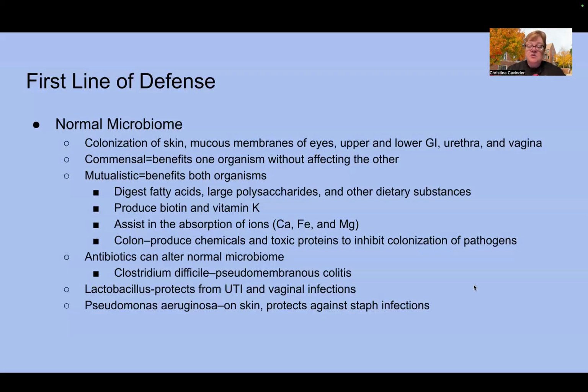There's mutualistic. This benefits both organisms. So for us, we have several bacteria that live in our gut. They help digest fatty acids. They digest large polysaccharides and other dietary substances. They also produce biotin and vitamin K in your gut. And they assist in the absorption of iron, especially calcium, iron, and magnesium. And also in your colon, they produce chemicals and toxic proteins to inhibit colonization of pathogens. So they keep a steady number of bacteria in your gut so that it is not overwhelmed with bacteria.